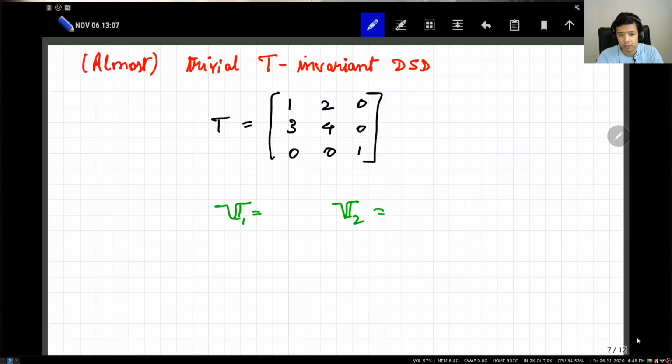So V1 is simply the xy plane, and V2 is the z-axis, right? Because if you take any vector in the xy plane and apply T, you get back another vector in the xy plane. Similarly, if you take a vector along the z-axis and multiply it by T, you get back another vector along the z-axis, right? And obviously V1 plus V2 gives you V, which is R3, right?